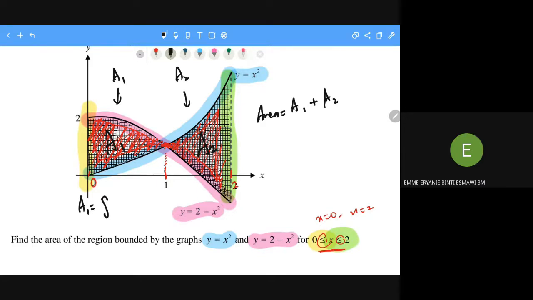Which one is the most exact answer? Yang paling tepat.